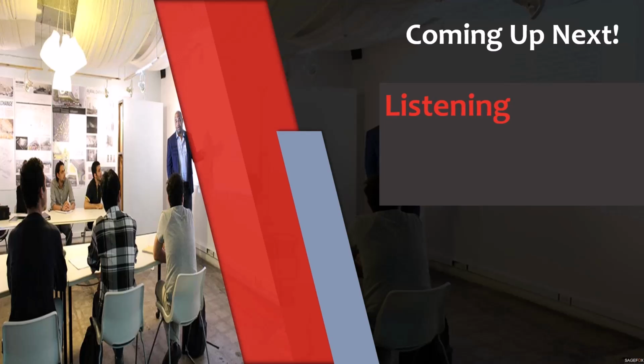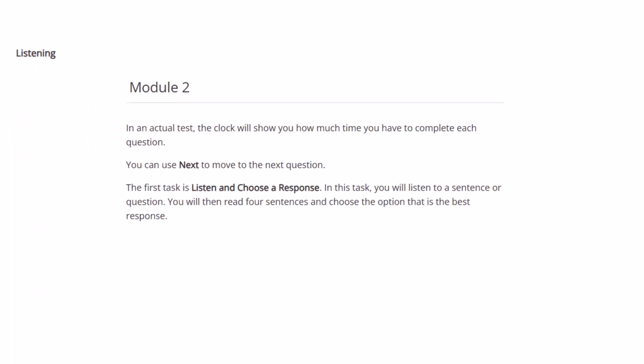Coming up next, we're going into listening, module number 2. Let's begin. In an actual test, the clock will show you how much time you have to complete each question. You can use next on the exam to move to the next question. The first task is listen and choose a response. In this task, you will listen to a sentence or a question. You will then read 4 sentences and choose the option that is the best response.